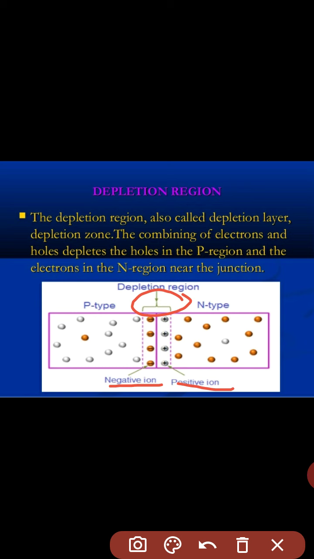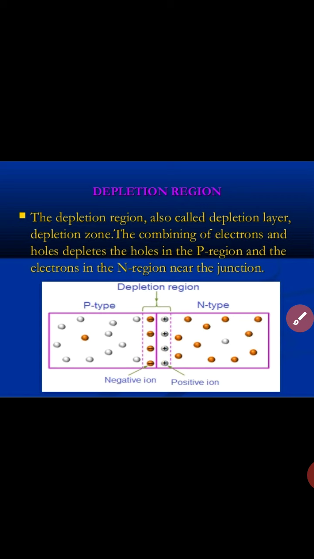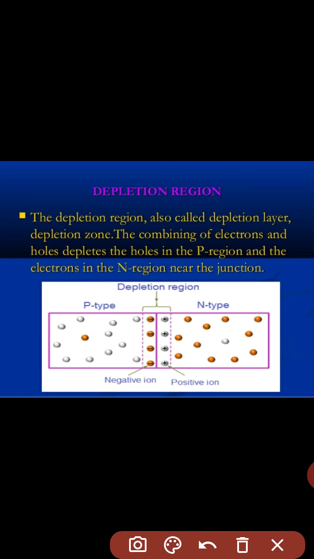So the width is very small, and we get the depleted negative and positive impurity ions due to the movement or diffusion of holes from the P region towards the N region, and diffusion of the electrons from the N region to the P region. Once the depletion region is formed, it resists the further movement of the holes from the P region to the N region, and electrons from the N region to the P region.